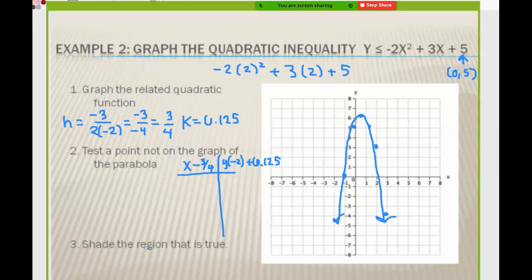And again, you're going to pick your test point. So maybe this time I pick the point inside the quadratic of 0, 0.